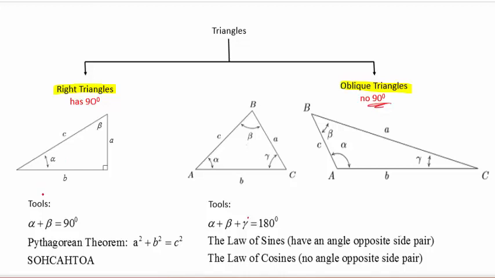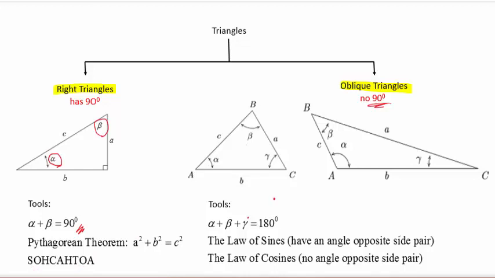Recall if you were asked to solve a right triangle problem, then the tools you have available to you are the angles tool, which says the sum of these two interior angles will always be 90 degrees. There was the Pythagorean theorem, which related the sides of our triangle, and the three trig ratios, sine, cosine, and tangent, as I've represented here using SOHCAHTOA.